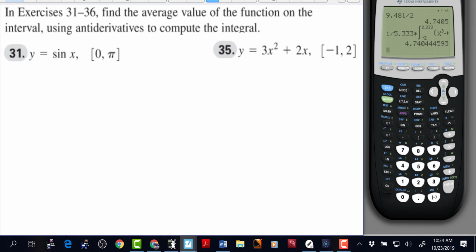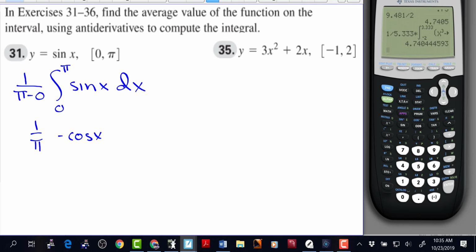What are you going to do on your homework? Here we go. Find the average value of the function on the interval using antiderivatives to compute the integral. So we're going to go 1 over pi minus 0 times the integral from 0 to pi of sine of x dx. What do we take the derivative of to get sine? Be careful. Negative cosine. Negative cosine of x times 1 over pi, from 0 to pi. 1 over pi times negative cosine of pi minus a negative, so plus cosine of 0.